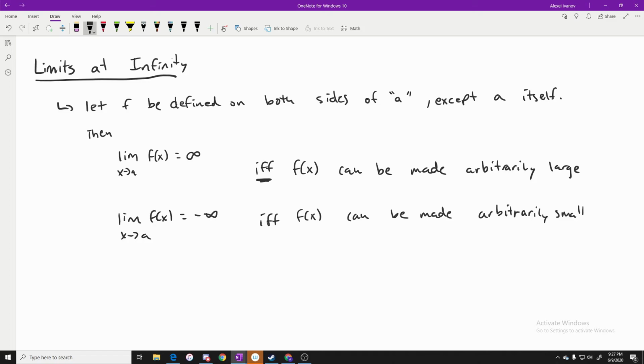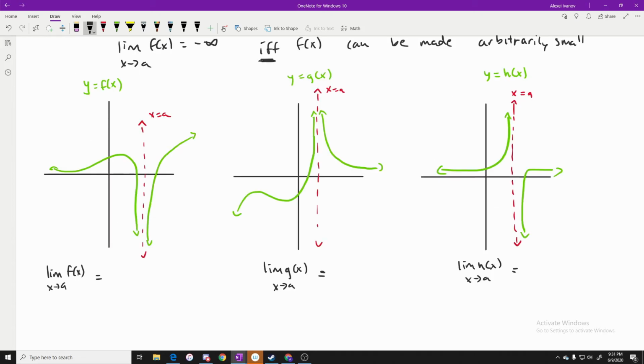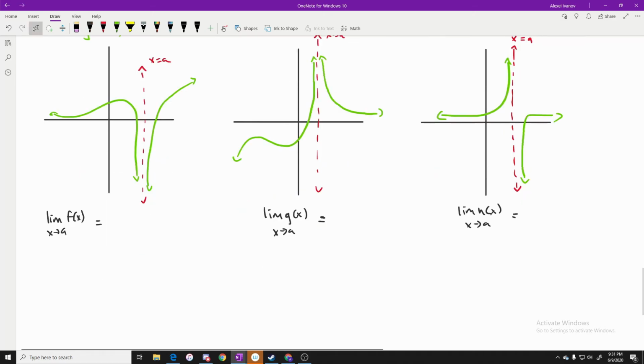Likewise, we can say the opposite. The limit of f of x as x approaches a equals negative infinity if the function can be made arbitrarily small. So if we take an x closer and closer to a from either side, then the value of f of x will just be getting smaller and smaller and smaller. So let's go through these examples and determine these limits right here at the bottom. For the first example, we can see that if we approach x equals a from the left side right here, the value of the function goes towards negative infinity.